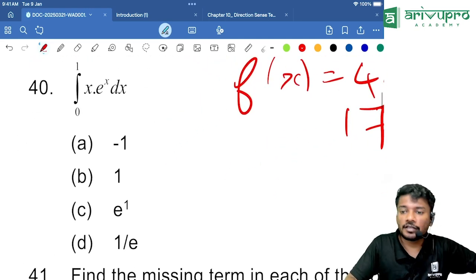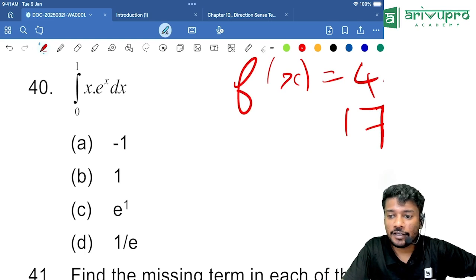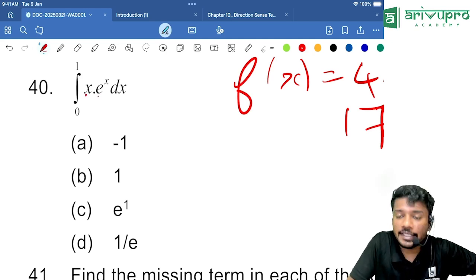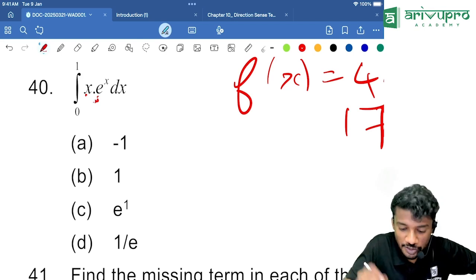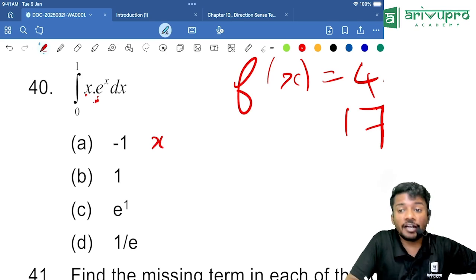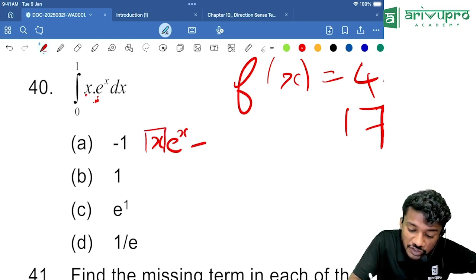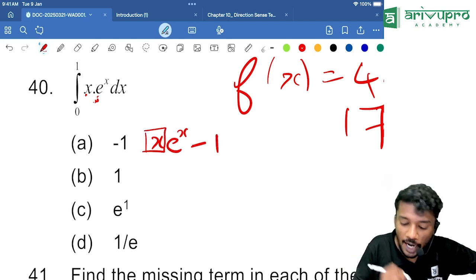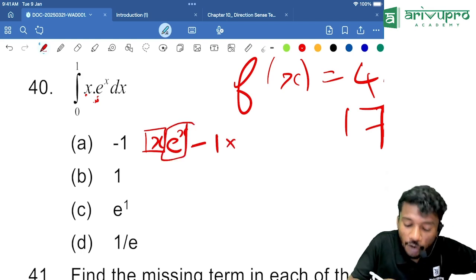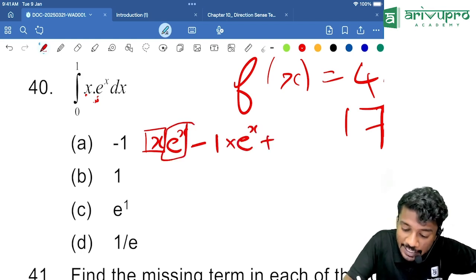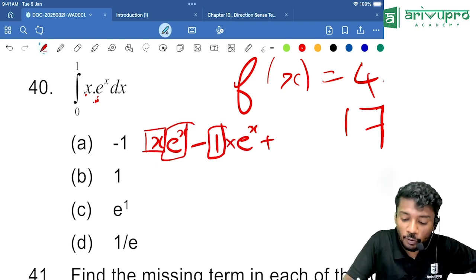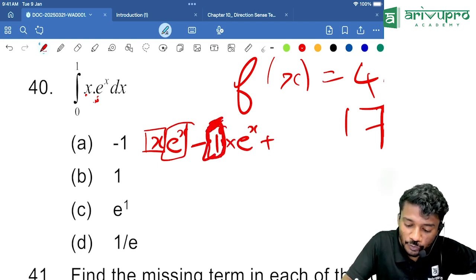Now the next question. Can you solve this? Do you remember the ILATE form? Priority should be given to algebraic, and last priority should be given to exponential. What was the method? First function into the integral of the second. Integral of e raised to x is e raised to x, minus the derivative of this, d by dx of x, which is 1, into the integral of this: e power x plus. The derivative of that is 0, so it will end there itself.